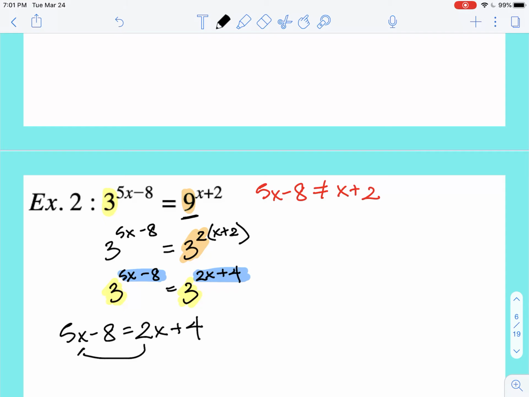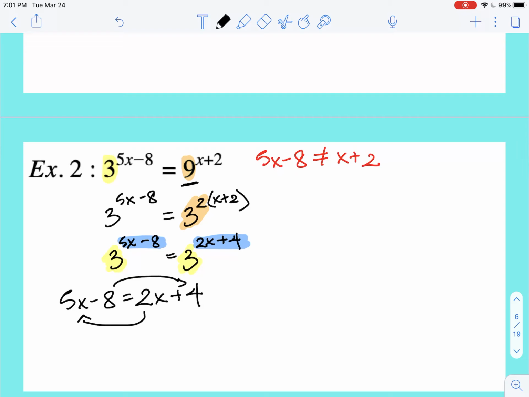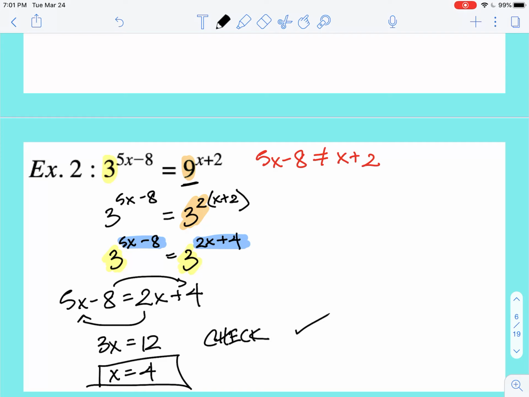I'm going to subtract the 2x to this side, and I'm going to add the 8 to this side, and I'll get 3x equals 12, or x equals 4. Okay? And if you go ahead and put that 4 back into your original question, you'll find that it does work out. And so x equals 4 is our solution.